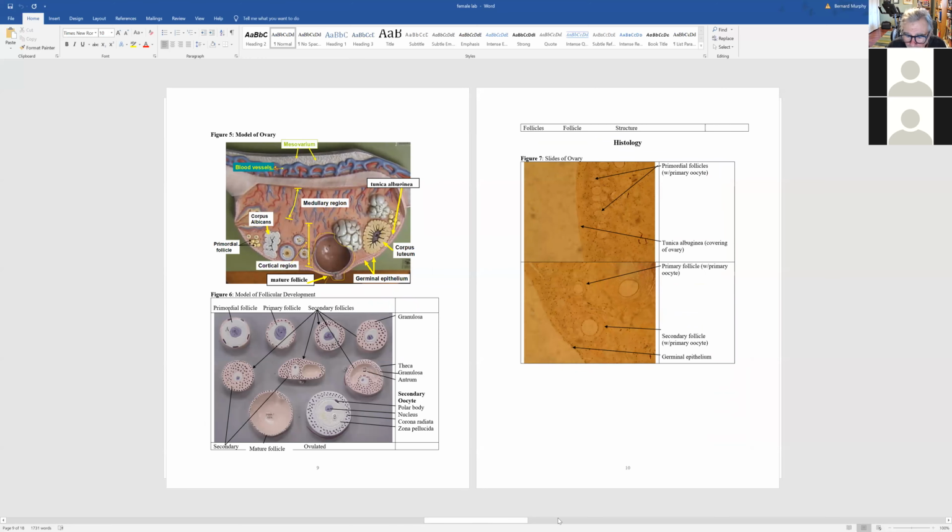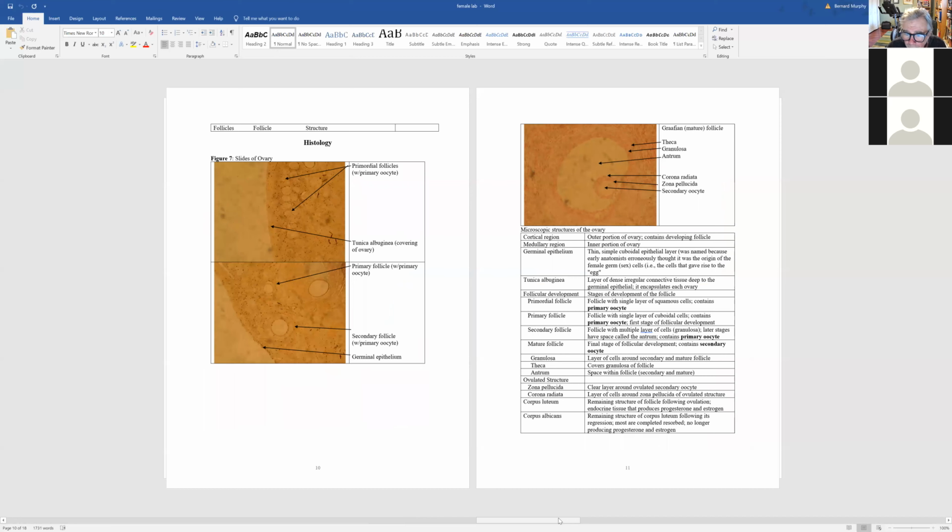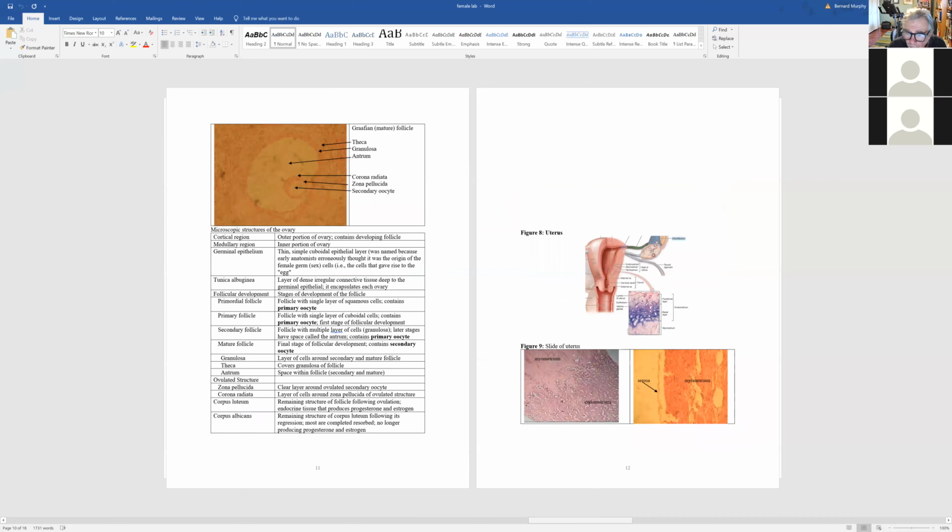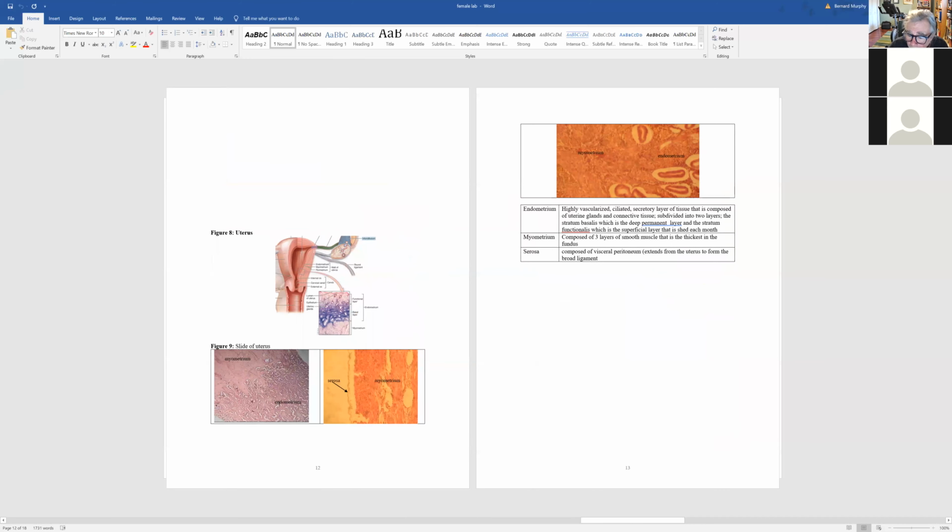Okay, so I'm not going to give you a slide of the ovary. I'm not going to give you those things in a slide. Or of the uterus. But the slide of the uterus is really distinctive. It has all these spiral arteries and everything. It's really distinctive.